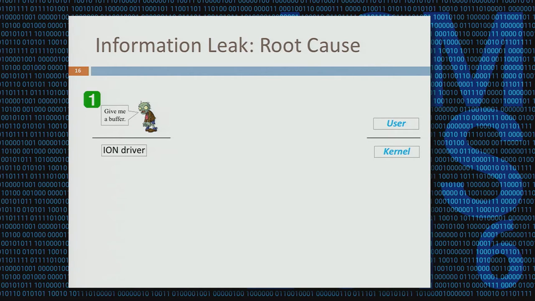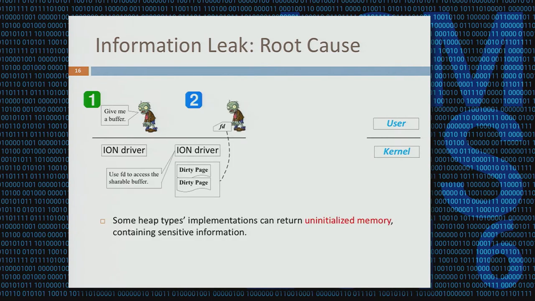Okay, we have talked about the DOS vulnerabilities, and now let's take a look at the information leak vulnerabilities. Personally, I think the information leakage vulnerabilities are more interesting. We know that a user can request a memory buffer from ION by sending some IO control commands to the ION system, and then the ION system will allocate memory buffers for the user.